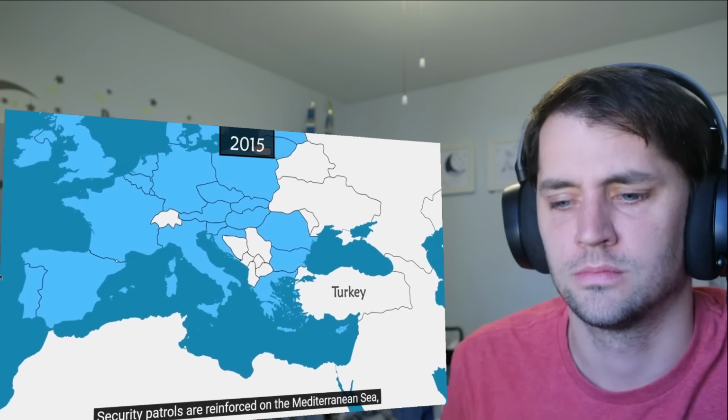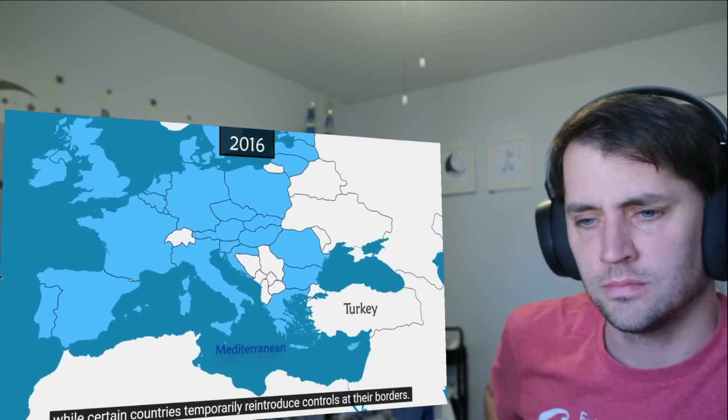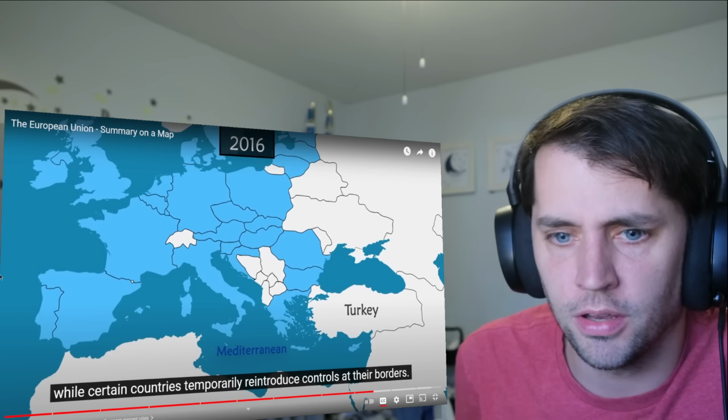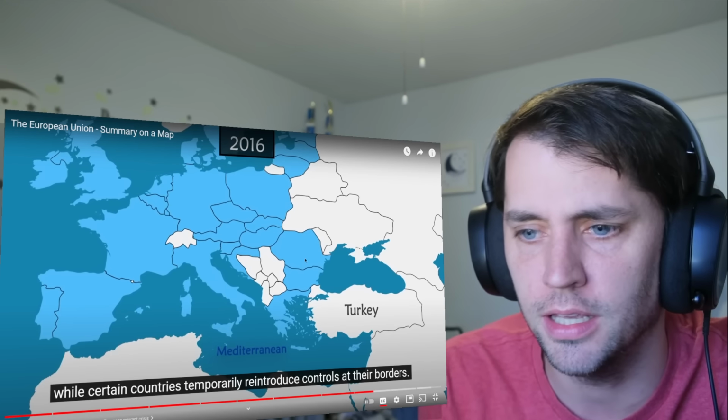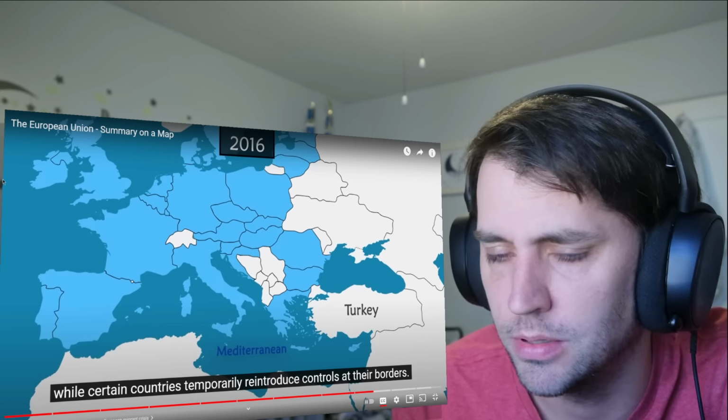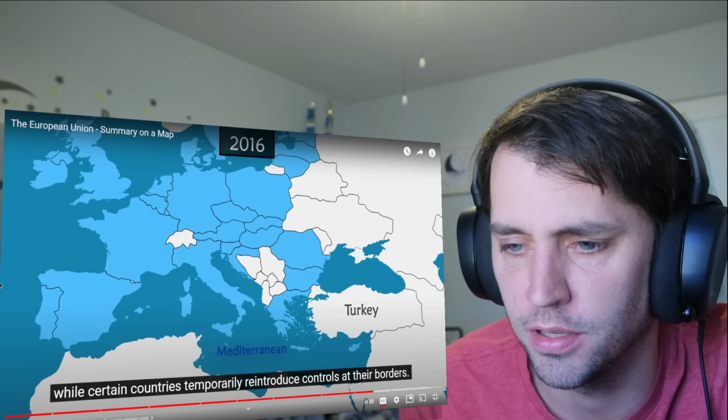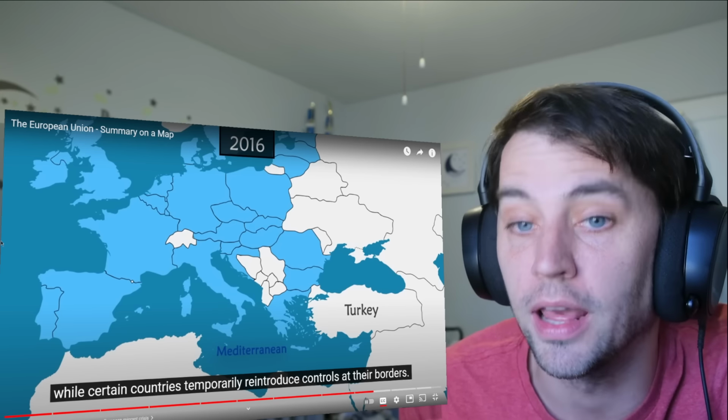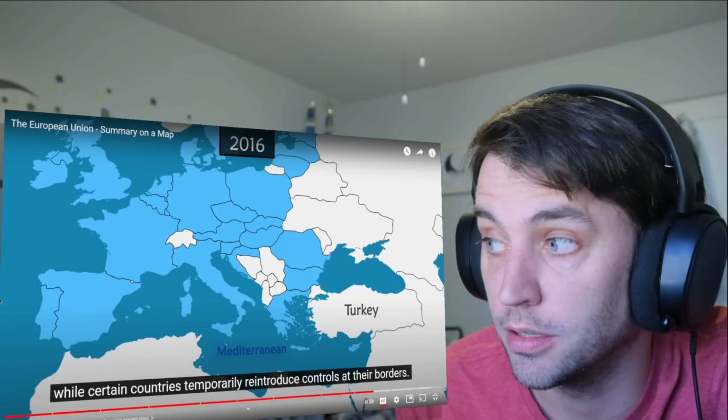Security patrols are reinforced on the Mediterranean Sea, while... That's a really tough thing, isn't it? Because on one hand, you want to let all these migrants in because it's just an ethical human type of thing to do, to want to help people fleeing their countries.